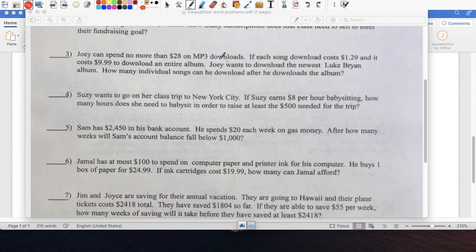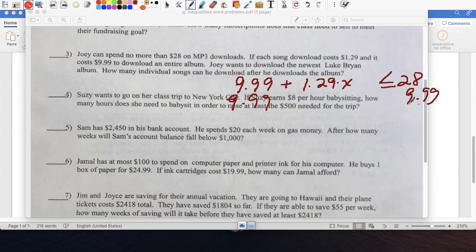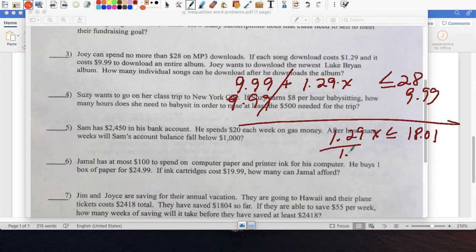So he can spend no more than 28. So already you can set that up. For the $28, he's going to buy a full album, which is $9.99, and then he's going to try to download individual songs, and each song is $1.29. And we're going to multiply that by x, the number of songs. Subtract $9.99 from both sides, right? So 1.29x less than or equal to 18.01. So divide both sides by 1.29.